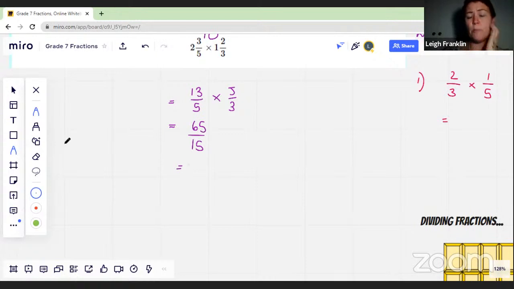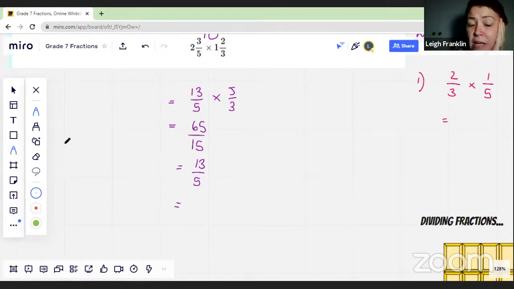Okay, so what can we divide the top and the bottom by? 5. Then we could divide it by 5. Then we would end up with 65 over 15. That's it. So 65/15 is correct. So that would give us 13/5.